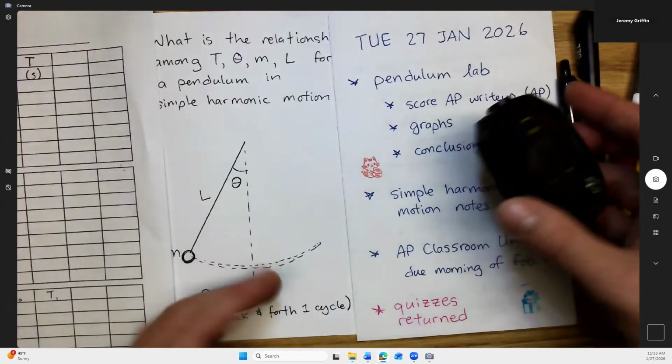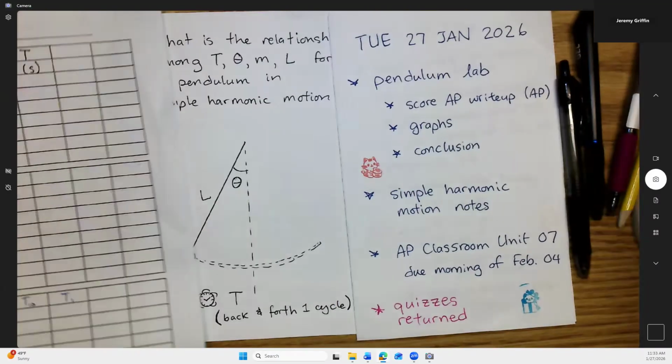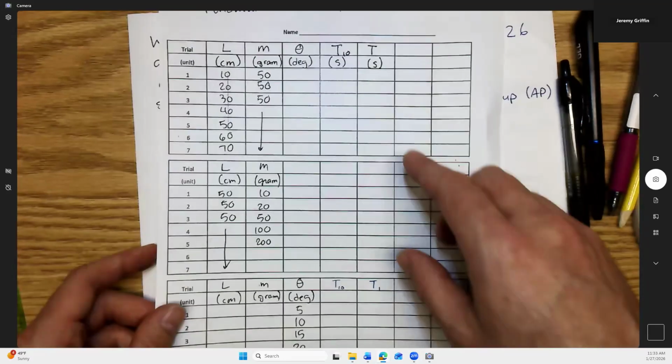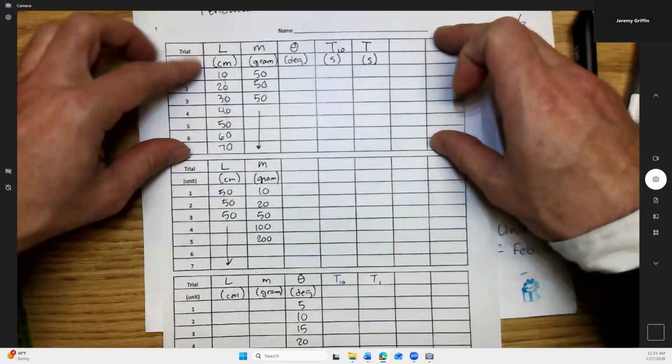Or maybe you did 5 cycles. I suppose some teams did 5 cycles yesterday. That's fine. You do 5 and then divide by 5. Okay, so that was one experiment, which is to change out the length.